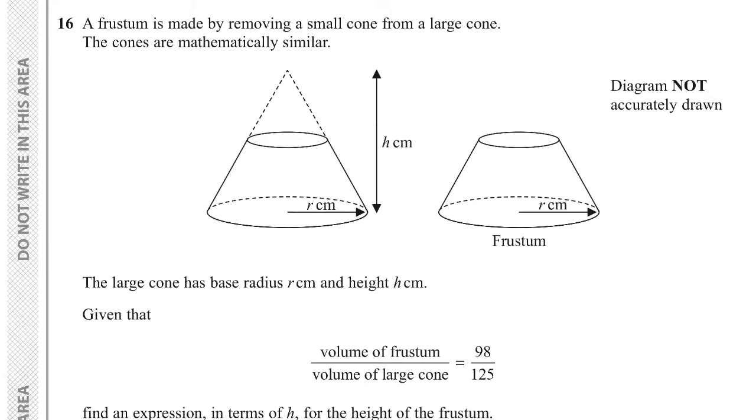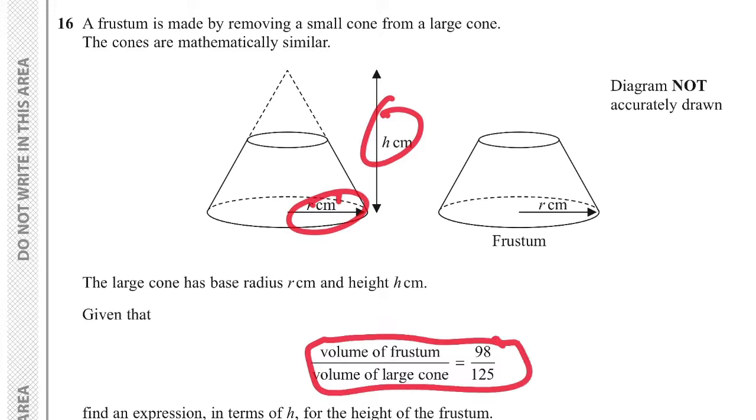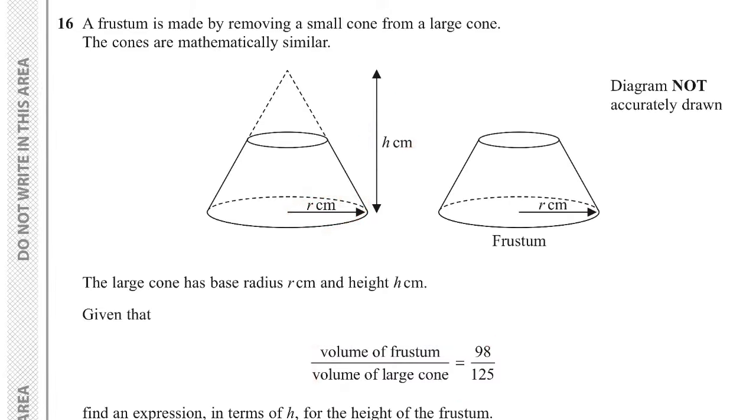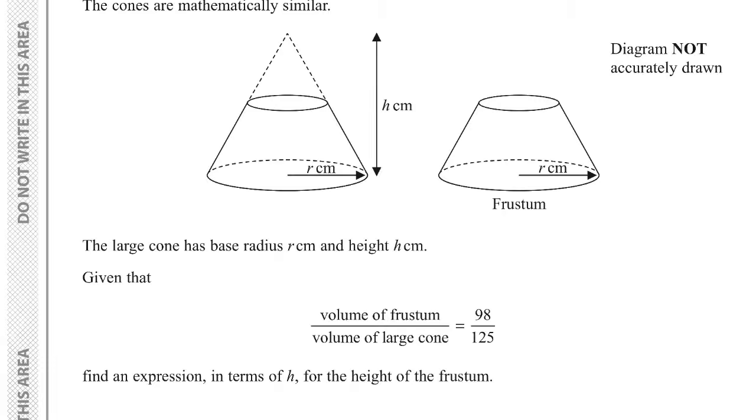In question 16, we're being told that the frustum is made by removing a small cone from a large cone, and the cones are mathematically similar. Given that the radius is r and the height is h of the big cone, and that the volume of the frustum to the volume of the large cone is 98 over 125, we need to find an expression in terms of h for the height of the frustum. So I will start by observing that the volume of the frustum is simply the volume of the large cone minus the volume of the small cone.